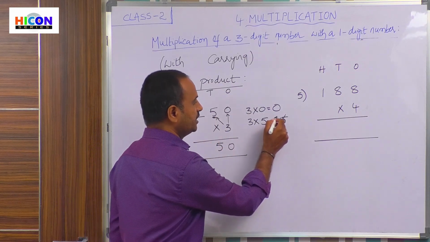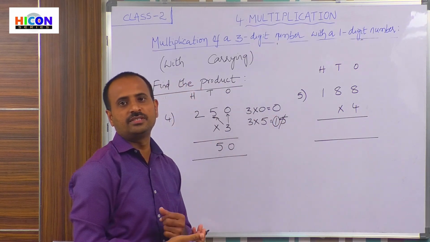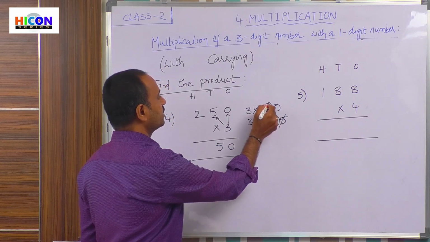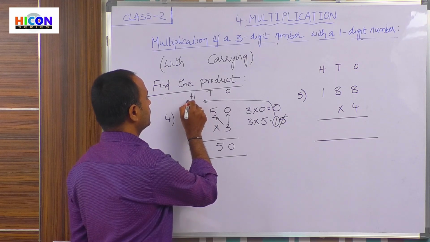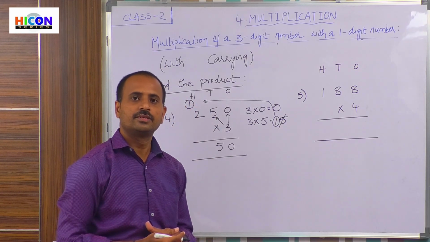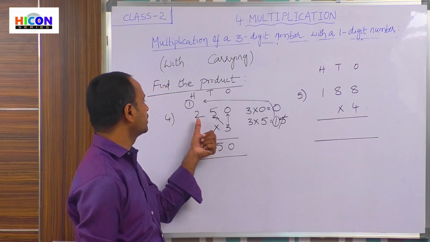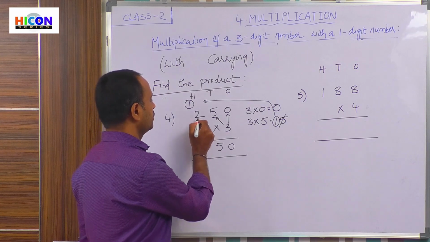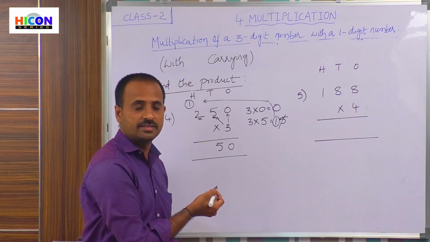Here, what is the first digit here? 1 is the first digit. And carry this 1 to the next place, that is hundreds place. So write 1 under hundreds place. So now continue the multiplication with the hundreds place. So what is the digit present in hundreds place?